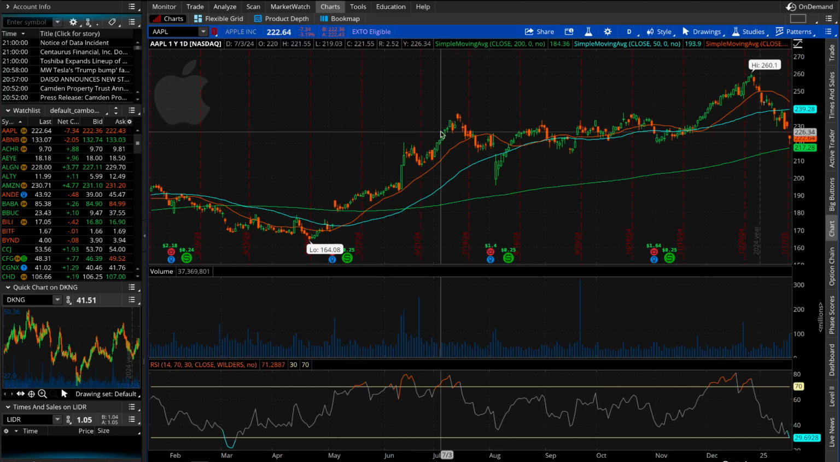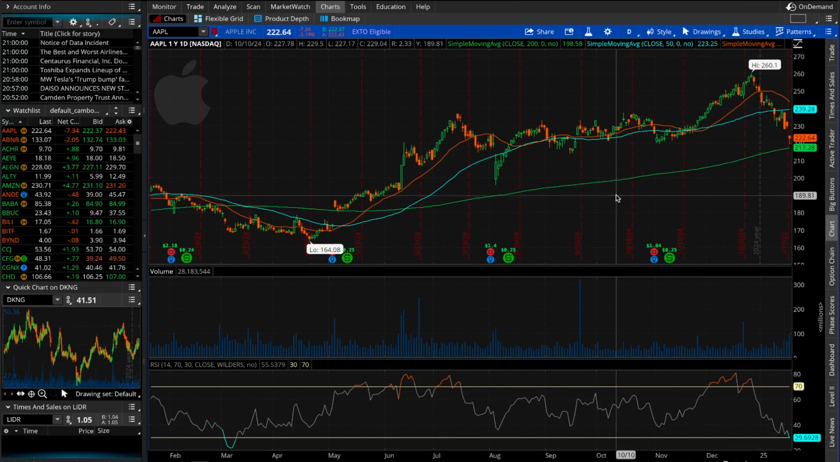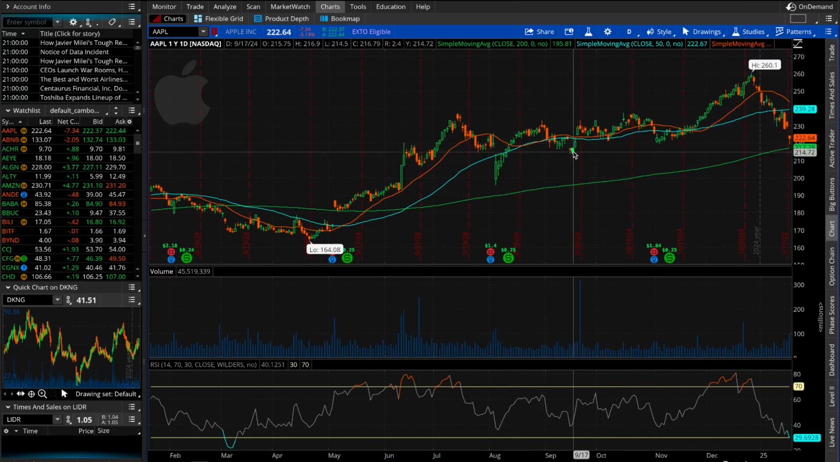So here we are, and this is Apple. Remember what I said about support. You want to find these clusters of candlesticks, right? So let's just take a look right here. Now I'm on a 1 year day chart. Usually when I'm talking to you guys, 99% of the time, I'm going to be using a 1 year day chart. It's just what I like to use.